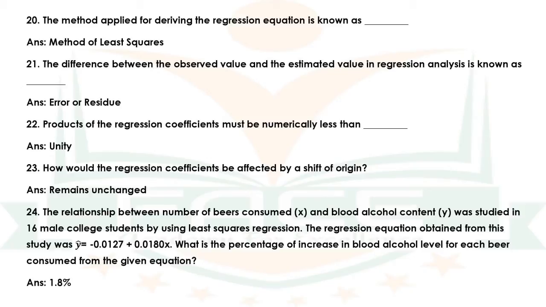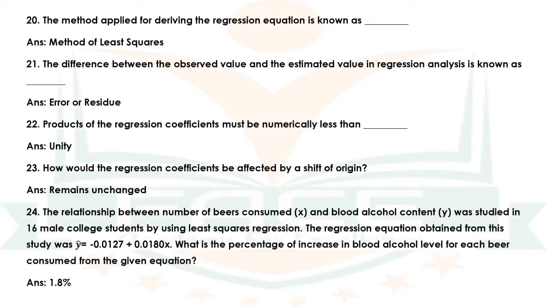Question number 21. The difference between the observed value and the estimated value in regression analysis is known as dash. The answer is error or residue. Question number 22. Products of the regression coefficients must be numerically less than dash. The answer is unity. Question number 23. How would the regression coefficients be affected by a shift of origin? The answer is remains unchanged.